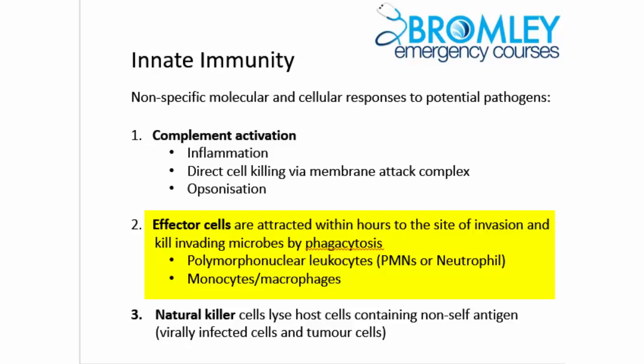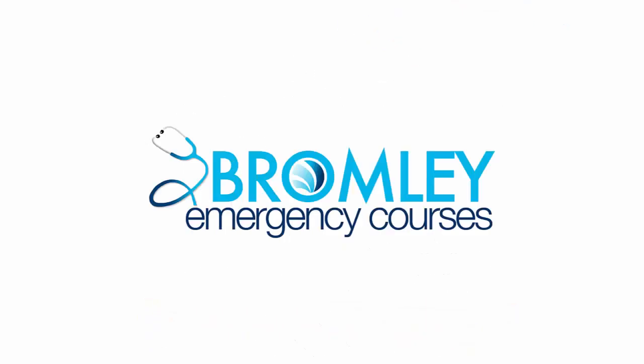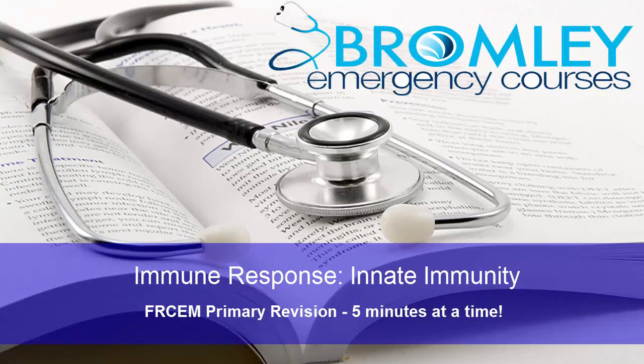Foremost in these effector cells are the polymorphonuclear leucocytes or neutrophils, but also monocytes and macrophages can act as part of the innate immune response. A third type of cell, the natural killer cell, also upregulates its activity, and these cells are able to lyse virally infected host cells as well as some tumour cells, not by phagocytosis but by inserting membrane channels called perforins. So that is our quick run through innate immunity.